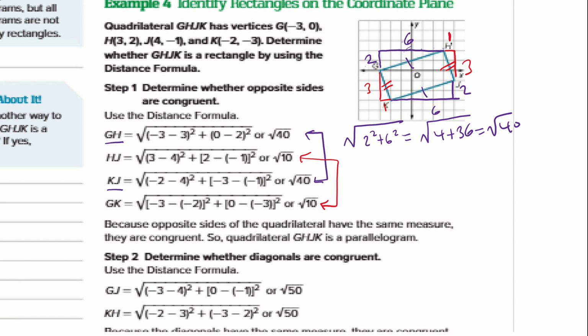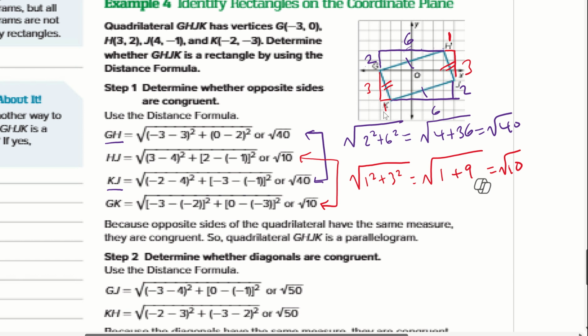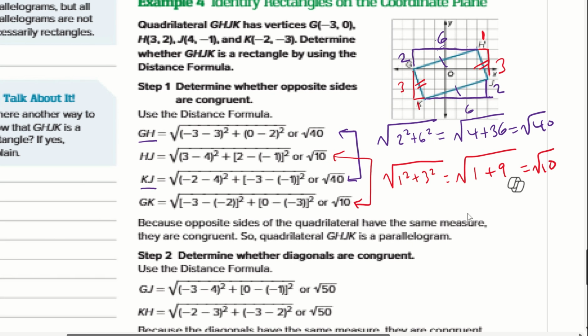These are the red ones that I did. It's the square root of 1 squared plus 3 squared, right? Those are the two numbers, 1 and 3. 1 times 1 is 1, 3 times 3 is 9. So we get square root of 10. Okay, so that's the quick way of doing it: just count up and over, and then take the square root of those numbers squared. That's the quick way.